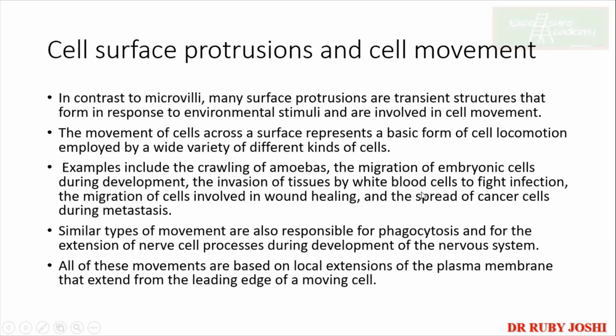Then the WBCs fighting infection, that is reaching the site of wound healing, and also the spread of cancer cells. Similar types of movement are also responsible for phagocytosis and for the extension of nerve cell processes during the development of the nervous system. All these movements are nothing but local extensions of the plasma membrane, done by the actin filaments.